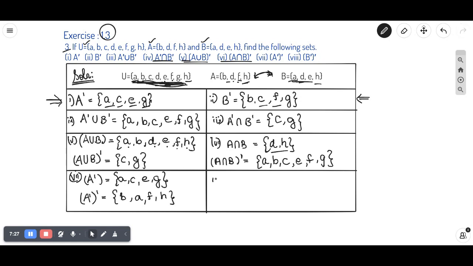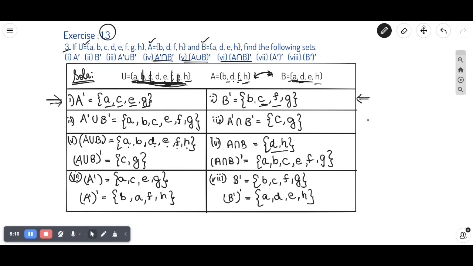Okay. Now let us move on to our final question, which is our eighth question, which is B dash. First, let us write our B dash. We know our B dash already we found here, which is B, C, F, G. And now we have to write your B dash, the whole dash, which means write your universal set excluding B, C, F, G. That will be A, D, E, and then H. So if you want, let me exclude B, C, F, G from here. So that will be A, D, E, H. That is what I have written here.